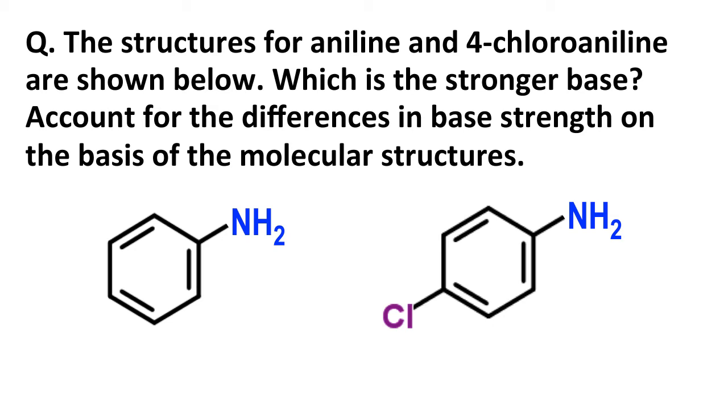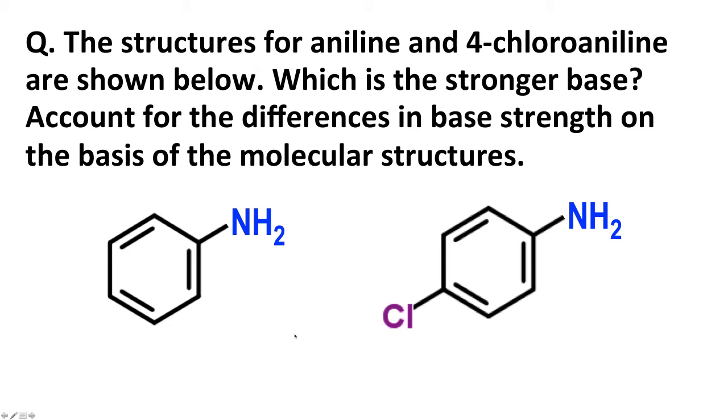Okay, so now let's try this kind of analysis, but rather than for comparing some acids, let's compare some bases. The structures for aniline on the left and 4-chloroaniline on the right are shown here. We have a benzene ring, 6 carbons in a hexagonal ring in both cases. We have an NH2 in both cases. That makes it a base. There's a lone pair here that can accept a hydrogen ion. Same thing here.